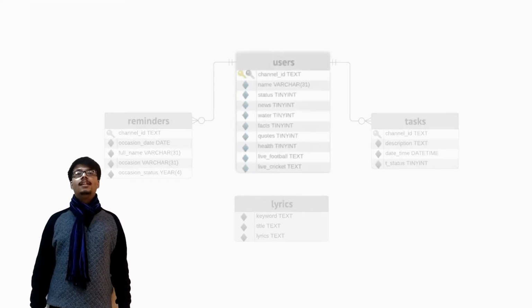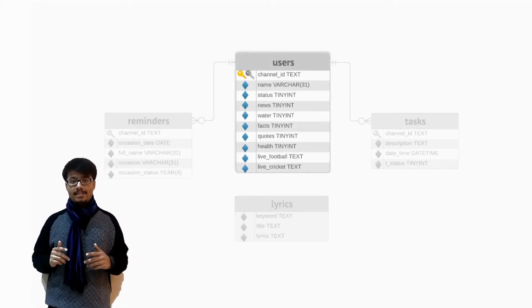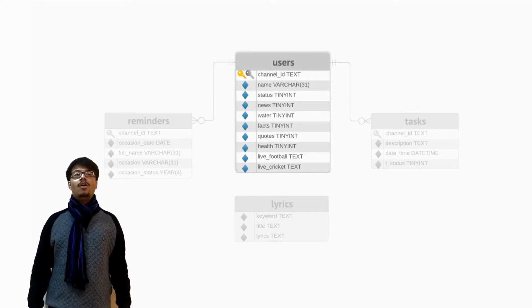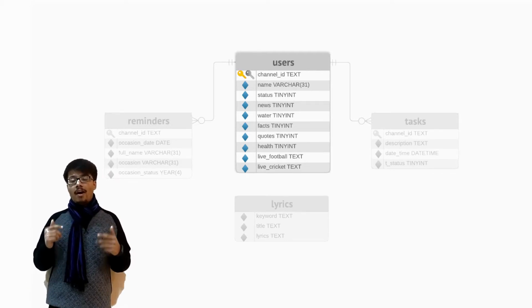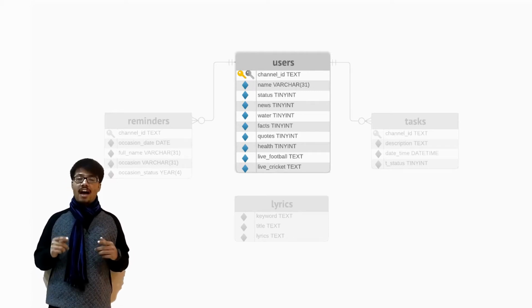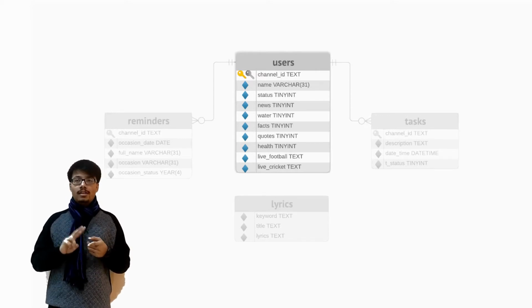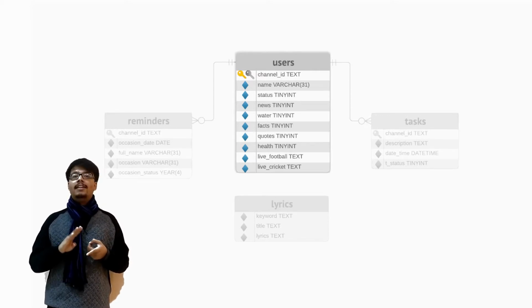Now let us discuss the design and structure of the database used in our chatbot. It helps us store user information and avoid any unnecessary web and API calls. We have created 4 tables in our database: users, tasks, reminders, and lyrics.